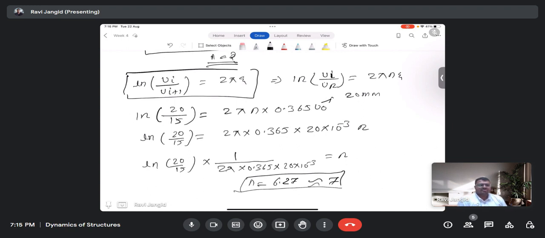Maybe. Yes, might be. So there are two ways. Either you can find n directly, or you can use the logarithmic decrement for one cycle. Like you have ui initially 20, then you can find ui plus 1 after one cycle, which will come out to be around 19. Then for the next cycle, your ui becomes 19, and using that you can again find ui plus 1, which will be something like 18. That's how you can find it. Here I'm doing it directly, so you are getting n equal to 7. So any doubt in this question?